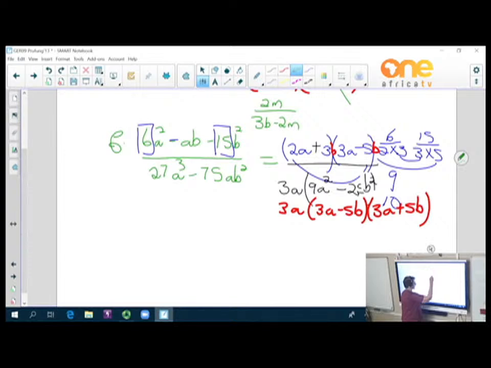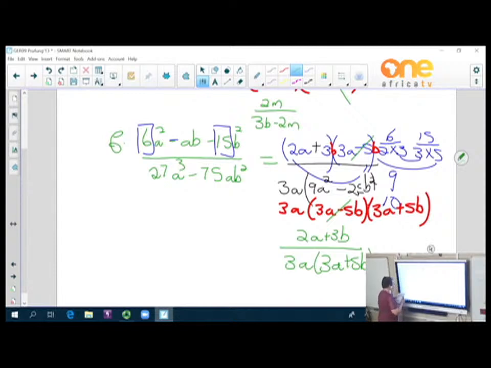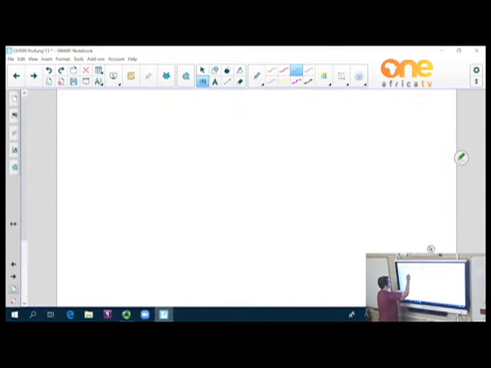So now we can cancel, and this 2 will cancel out. So the final answer is 2a plus 3b over 3a and then 3a plus 5b. So we have to keep on factorizing. You have to factorize further.